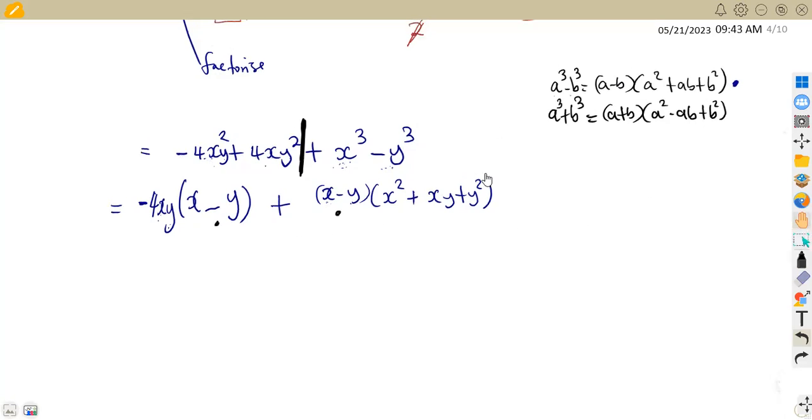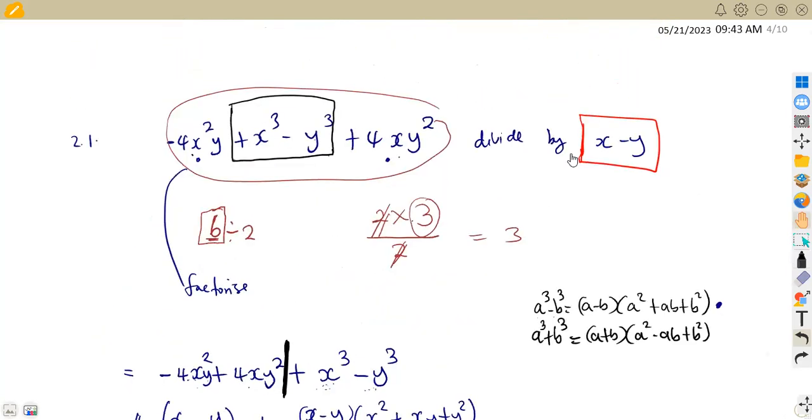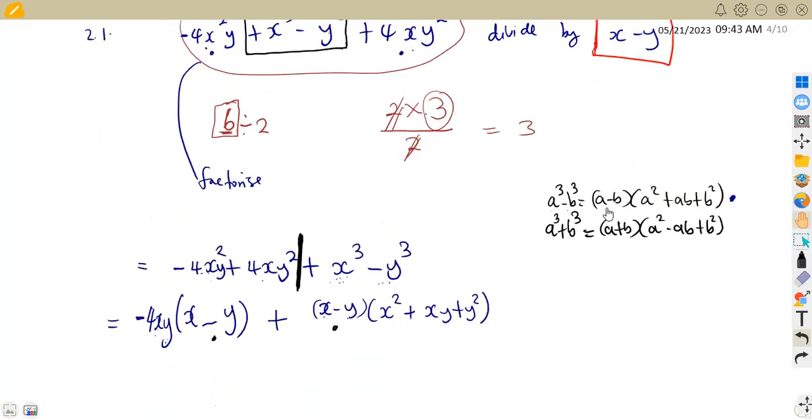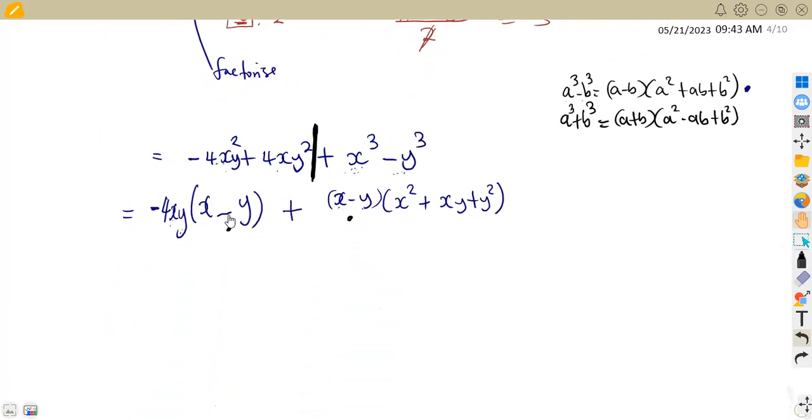Remember, it is the one that we are supposed to use to divide. We are supposed to divide by x minus y. So now if you check here, we have got x minus y and we've got x minus y, which is common. So we are going to further factorize again. This time we are going to factor out x minus y, which is common. So as you can see here, x minus y is common. So we are going to factor out the x minus y.